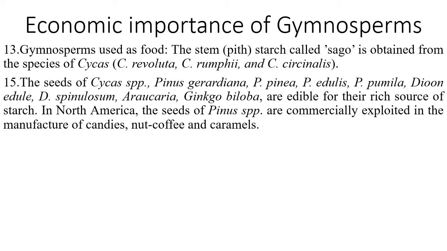Gymnosperms are used as food also. For example, the starch called sago is obtained from the Cycas plant, and the species Cycas revoluta, Cycas rumphii, and Cycas circinalis yield this kind of starch called sago. The seeds of Cycas species, Pinus gerardiana, Pinus pinea, Pinus edulis, Pinus pumila, Dioon edule, and Dioon spinulosum, Araucaria, Ginkgo biloba are edible for their rich source of starch.